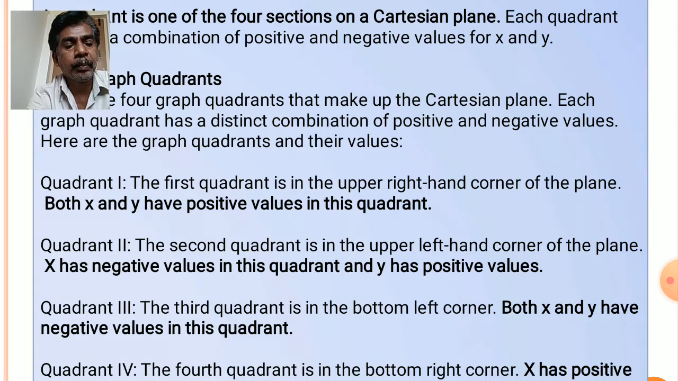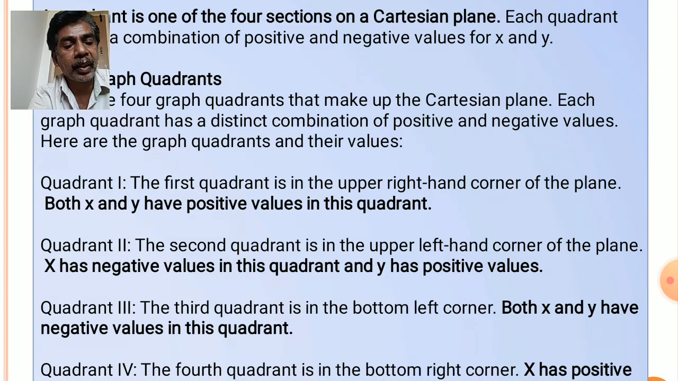Quadrant 2 is used when the value of x is negative and y is positive. And quadrant 3 is used when both variables, x as well as y, are negative. Then quadrant 3 can be used.